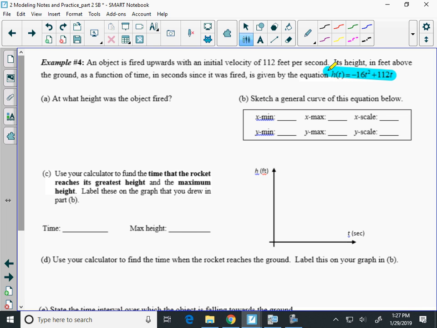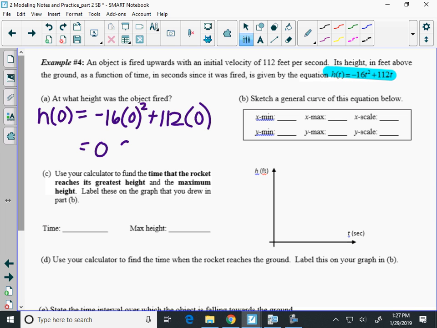Give you a hint. If you're fired, if you start somewhere, what's the time? 0. So if I want to find the height at time 0, I'm going to put 0 into the equation. You're finding the Y-intercept, basically. So if I put negative 16 times 0 squared plus 112 times 0, what do you get as the starting height? 0. So this object, whatever it is, starts on the ground, and it's shot up into the air.